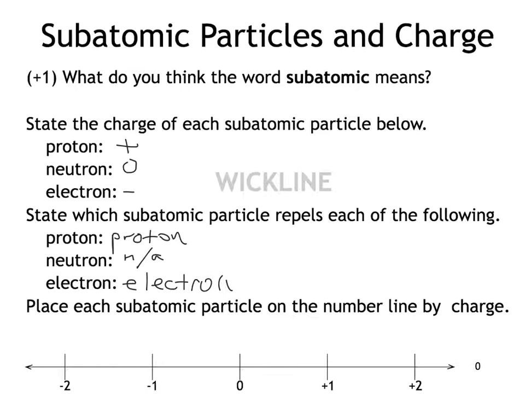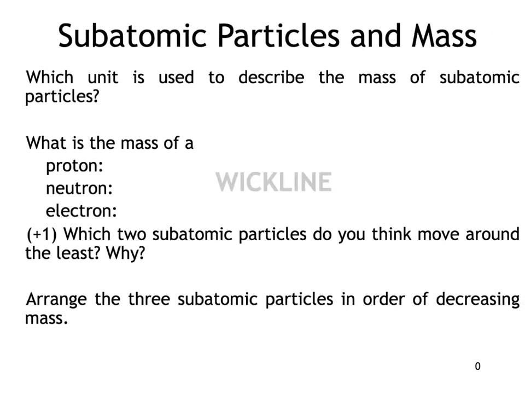Just to help us organize these charges, let's place each subatomic particle on the number line by charge. Pause the video and think about where you would place each of the 3 subatomic particles we've discussed so far on this number line. And when you come back, I'll have the answers written. Okay, so I used some interesting symbols here. E- is the symbol that I'll use a lot to represent electron. P+ is a symbol I use to represent proton, and N0 is a symbol I use to represent neutron.